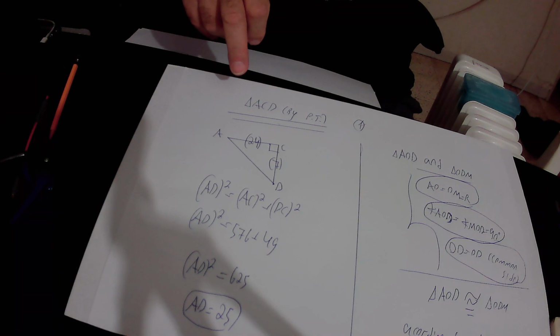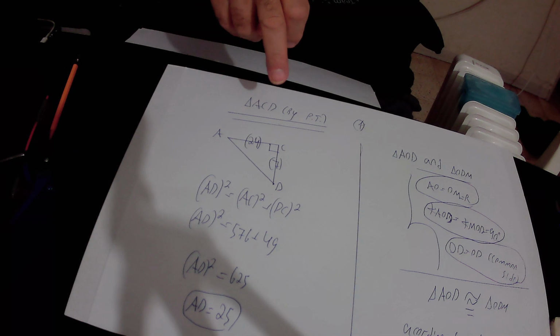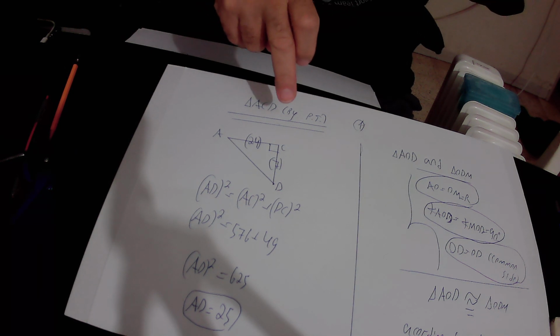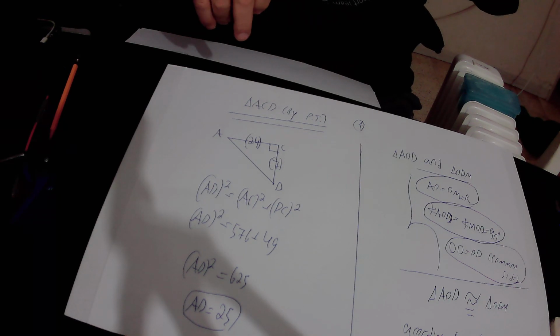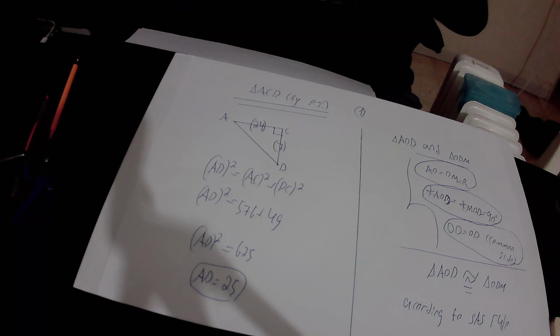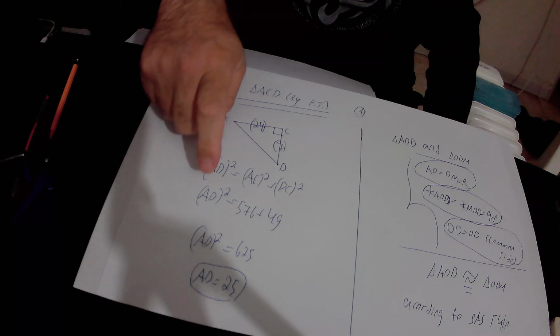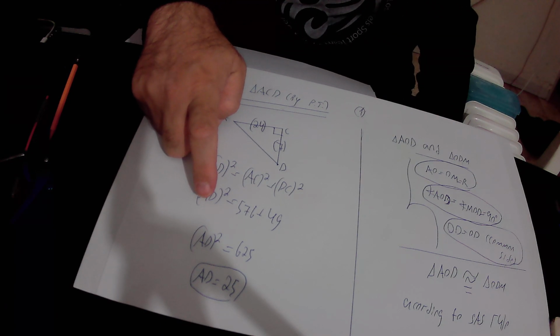AD squared equals AC squared plus CD squared. AC is 24, therefore AC squared is 24 squared, that is 576, plus CD squared. CD is 7, therefore CD squared is 7 squared, that is 49. So AD squared equals 576 plus 49, that is 625. Taking the square root of this equation, we find that AD equals the square root of 625, that is 25.